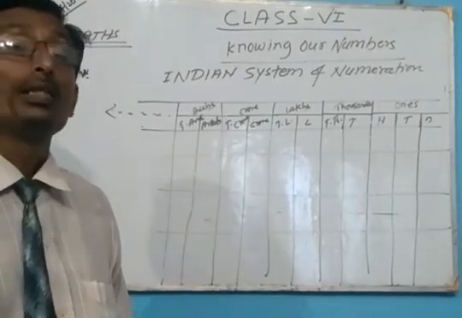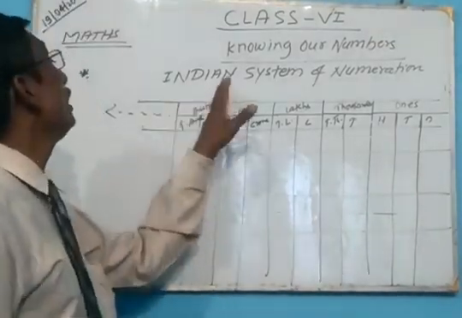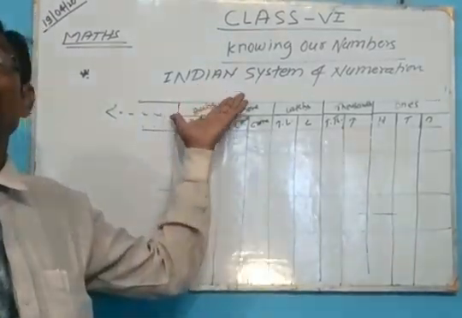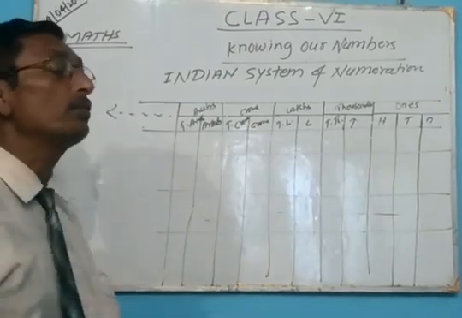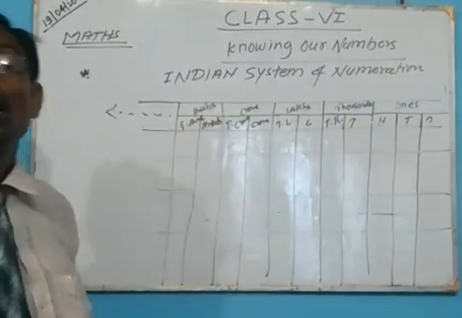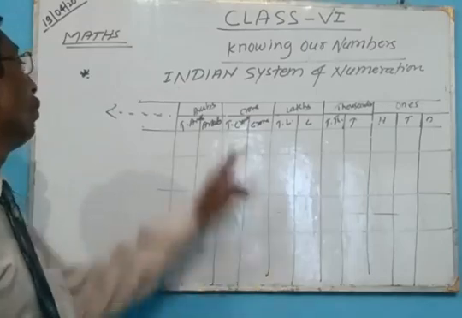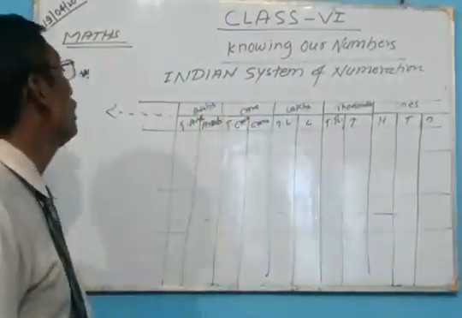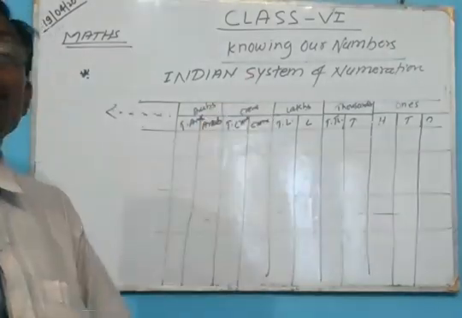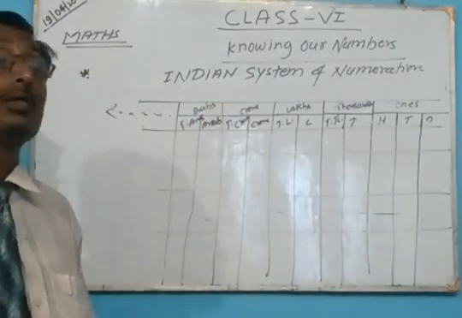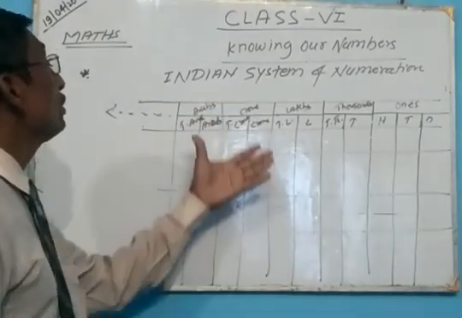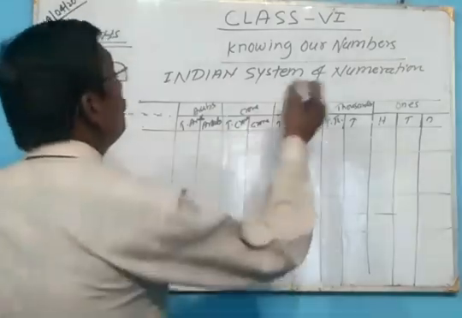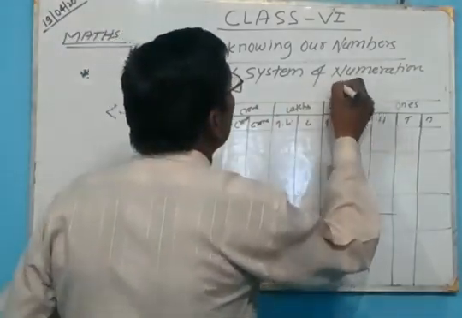Then come on the next term, Indian system of numeration. What is the Indian system of numeration? The representation of numbers is allowed in two ways. One is the Indian system of numeration, another is the international system of numeration. In the Indian system of numeration, the chart is given below.